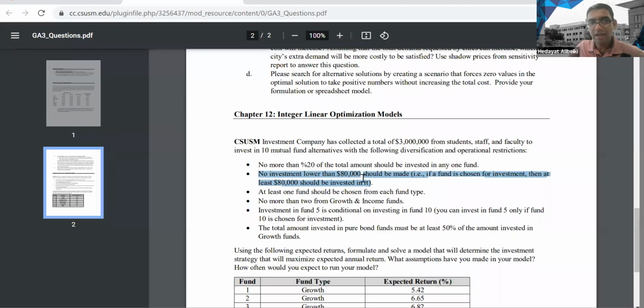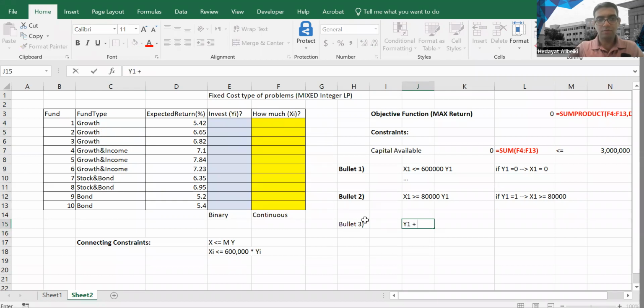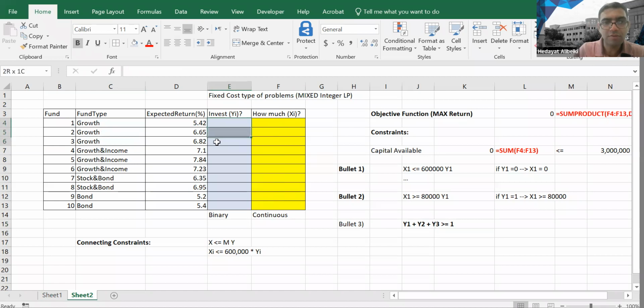All right. And then after that, this is pretty standard. At least one fund should be chosen from each fund type. So you have the fund types. Between fund 1, 2, and 3, at least one of them should be chosen, right? So this would be between y1, y2, and y3. These 3, you should pick at least one of them. There has to be an investment here.